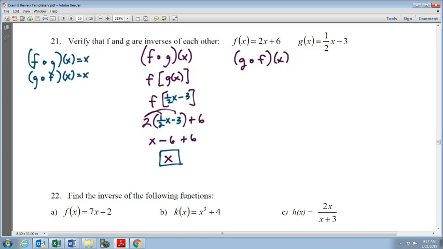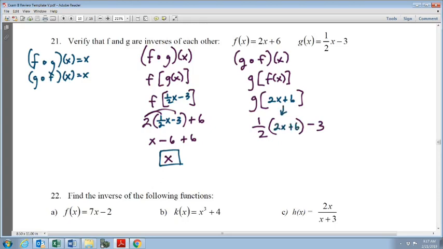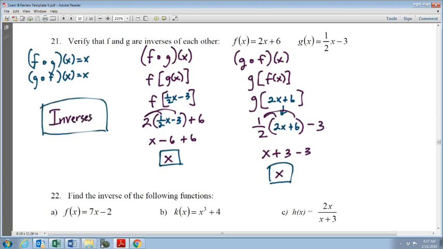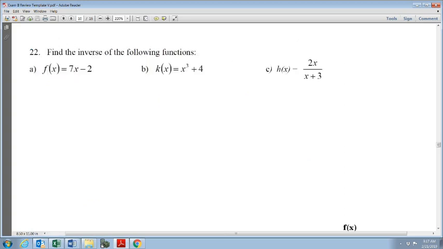So far we're good. We got x. Now g of f of x. In this case, we're plugging in our input of 2x plus 6, that's f. And we're going to plug that into the g function, so it's half our input minus 3. So g of x is, our input is f of x, 2x plus 6. And we want to distribute here, we're going to get x plus 3, half of 6 is 3. Don't forget to bring down the minus 3. And so we do get x. So in fact, these are inverses. If we would have gotten anything other than x, we would have said no. All right, let's move on to 22.